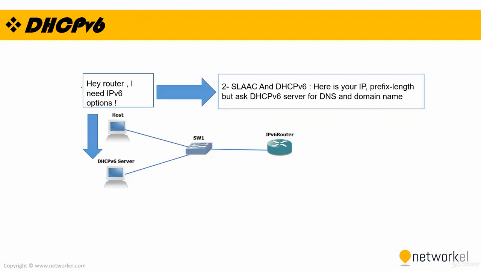And here we can look at the DHCP version 6 options. In this example, the host says, hi router, I need IP version 6 options. The router offers, here is your IP and prefix length, but ask the DHCP version 6 server for DNS and domain name. The host gets the IP and prefix length from the router and asks the DHCP version 6 server about the DNS and the domain name.